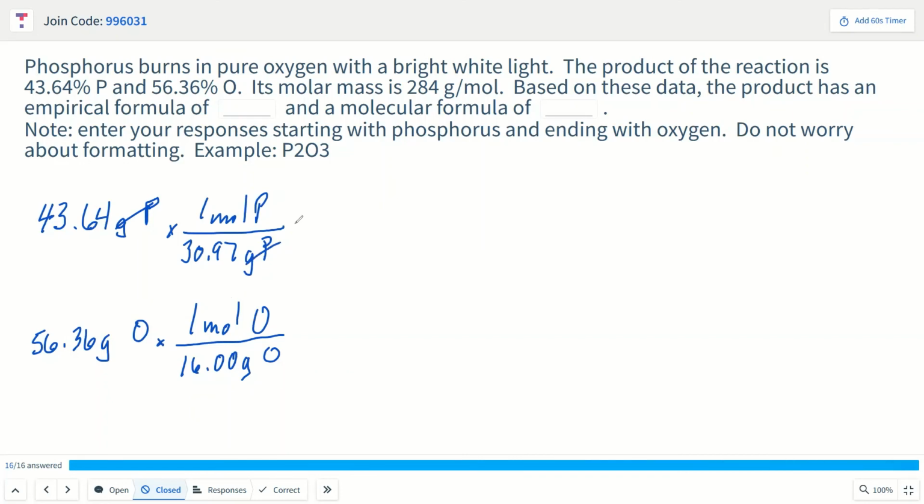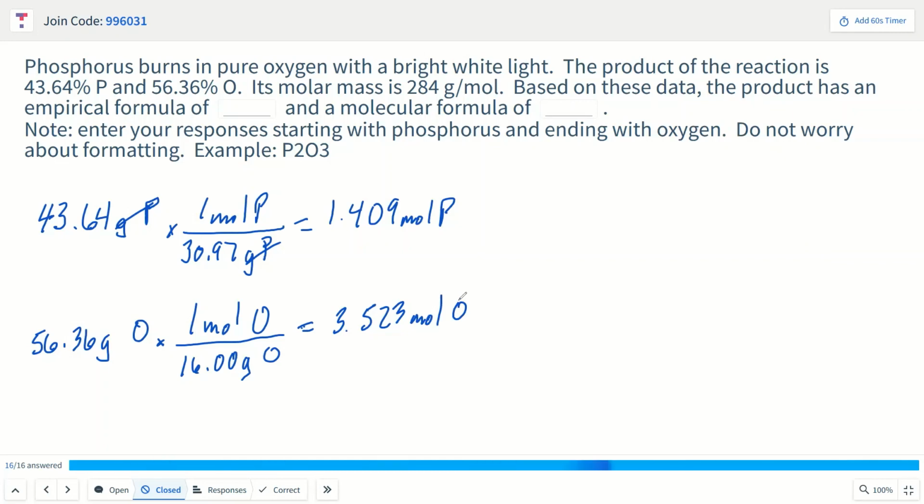My grams of phosphorus cancel out, and 43.64 divided by 30.97 is 1.409 moles of phosphorus. 56.36 divided by 16 gives me 3.523 moles of oxygen. All right, so unlike the previous problem, this one is not nearly as clear cut.